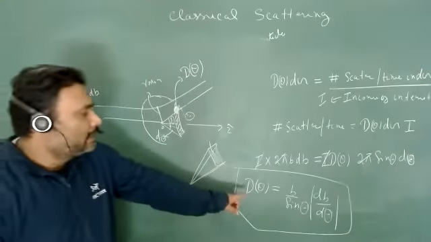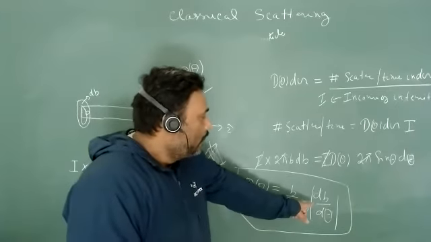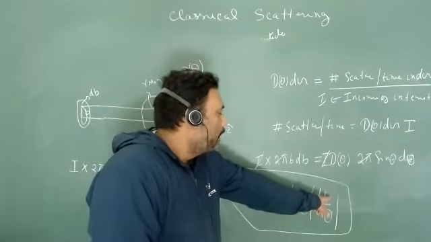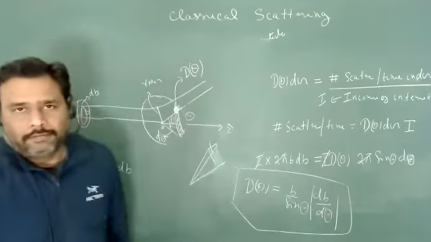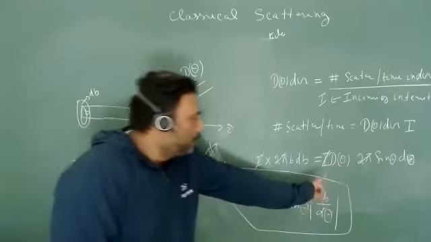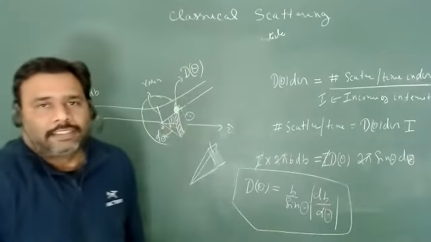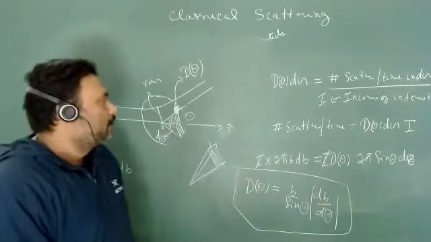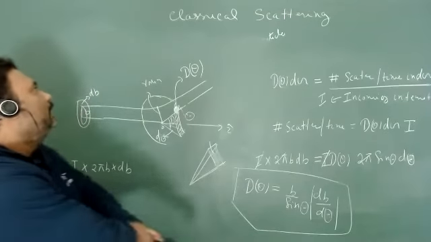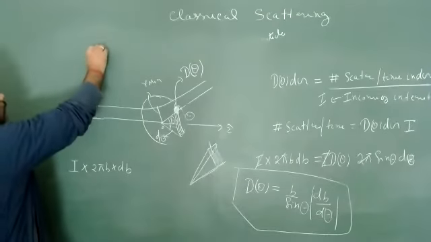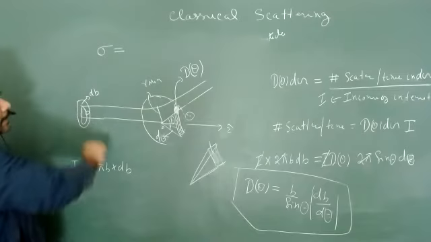What is the main challenge? The main challenge is how you will write impact parameter B as a function of theta. If you are able to write impact parameter B as a function of theta, you can easily calculate the differential scattering cross section. And once you can calculate the differential scattering cross section, you can calculate the total scattering cross section.